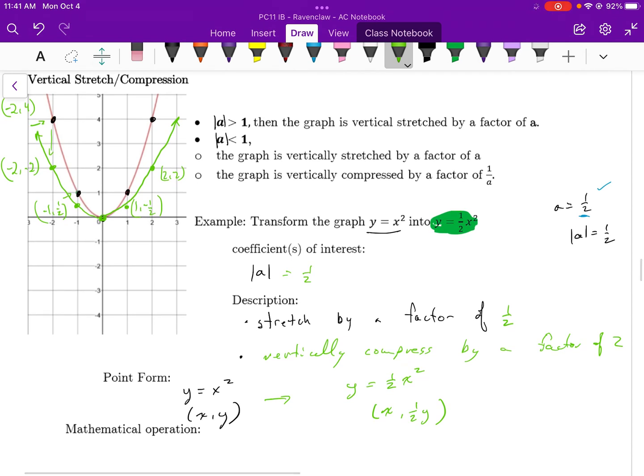So whenever we're dealing with a vertical stretch or compression, we are looking at the absolute value of A. A very uninteresting case is when the absolute value of A is equal to 1. We don't do anything. But if the absolute value of A is different than 1, then simply what we do is we multiply the y values by the absolute value of A.